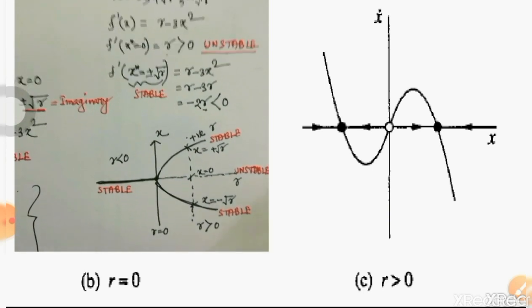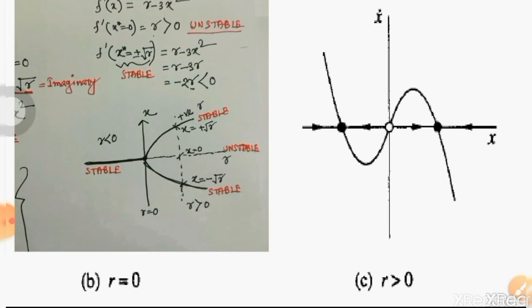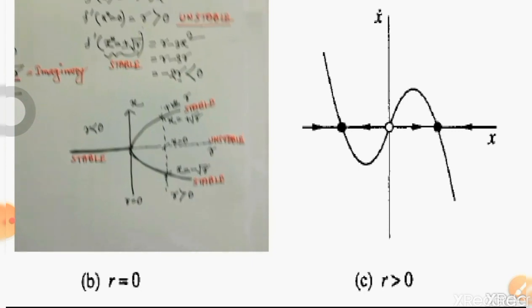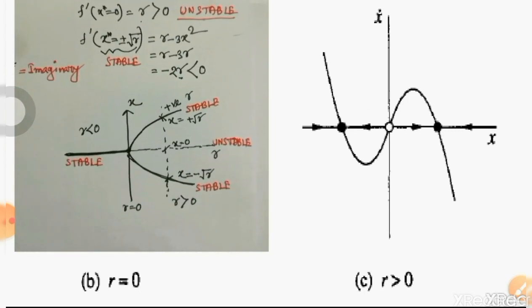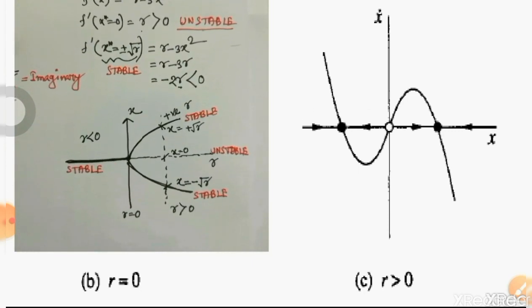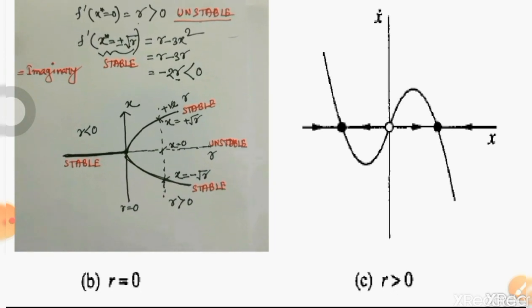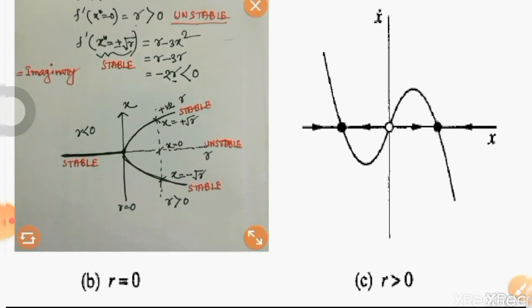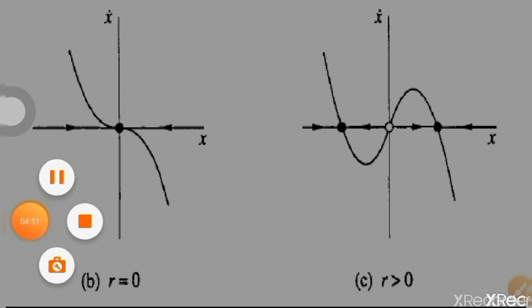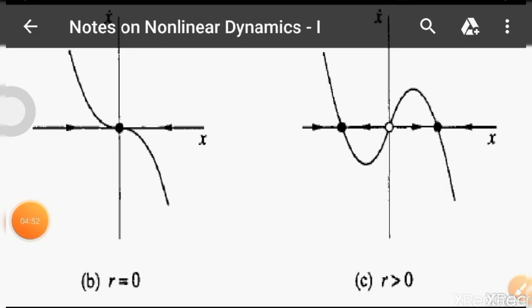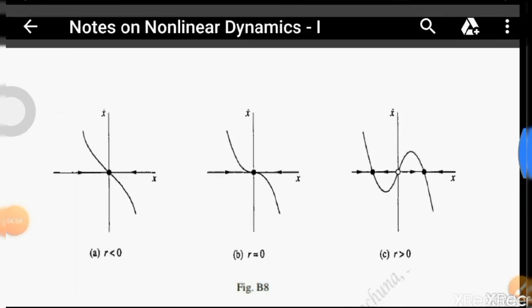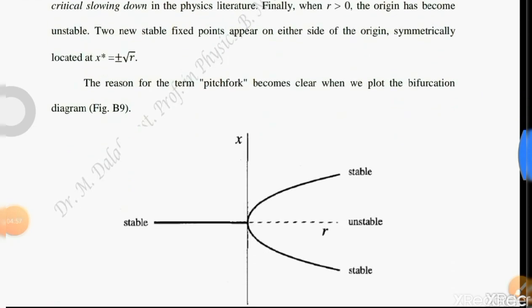So in this way we can describe the bifurcation diagram for supercritical pitchfork bifurcation. Next we will discuss the subcritical pitchfork bifurcation.